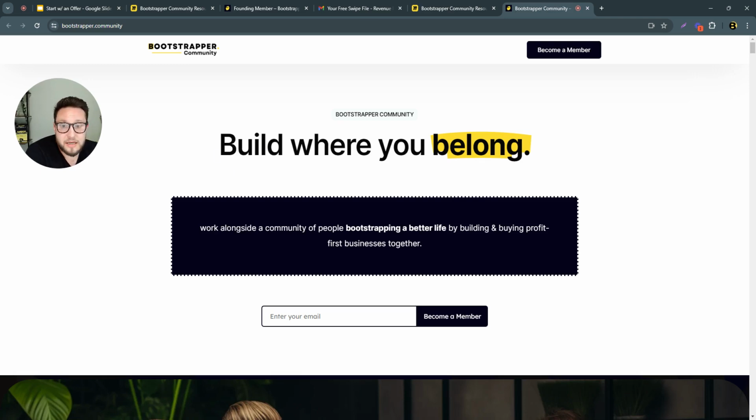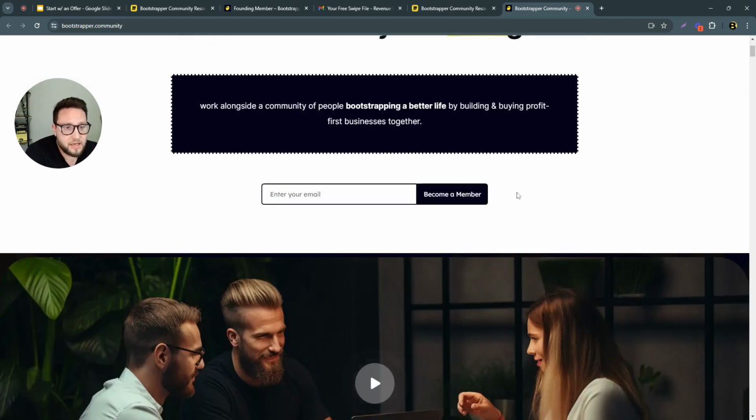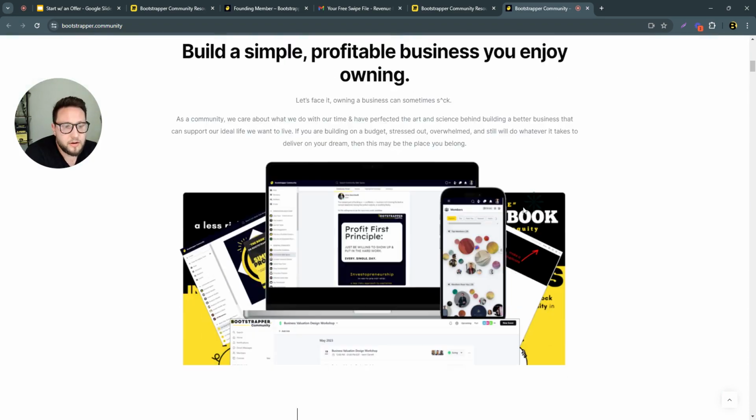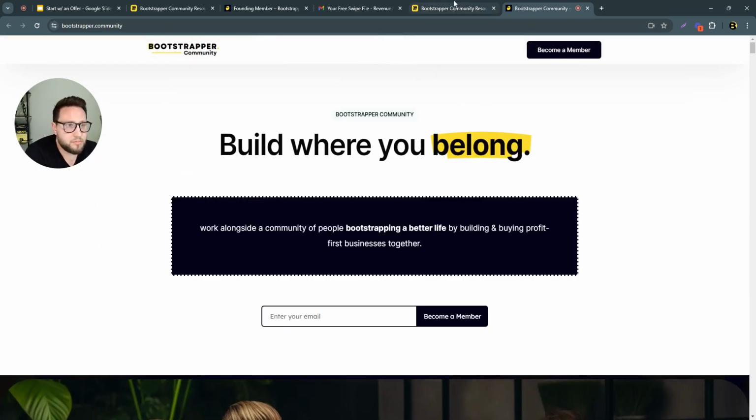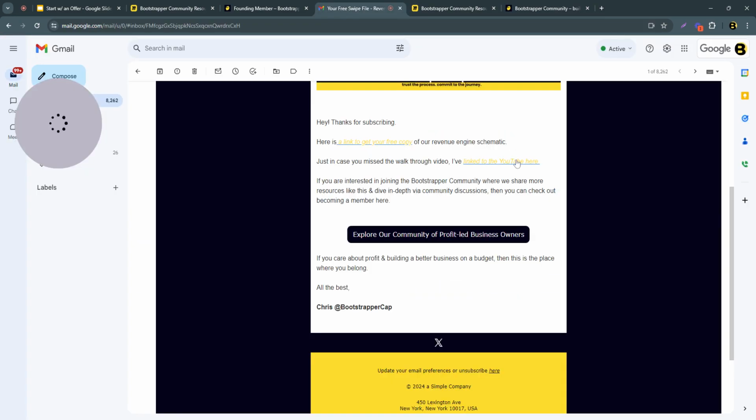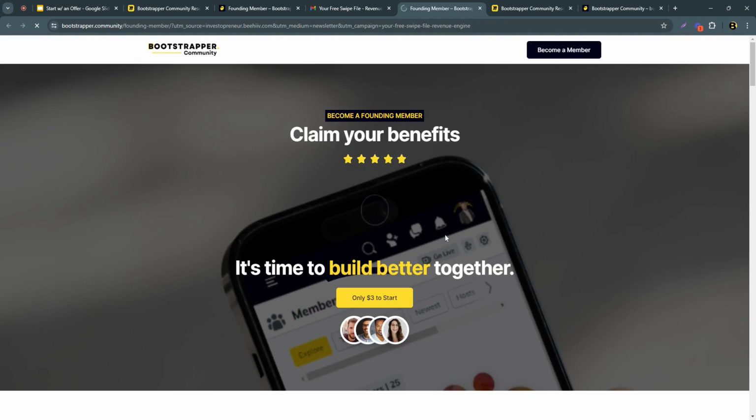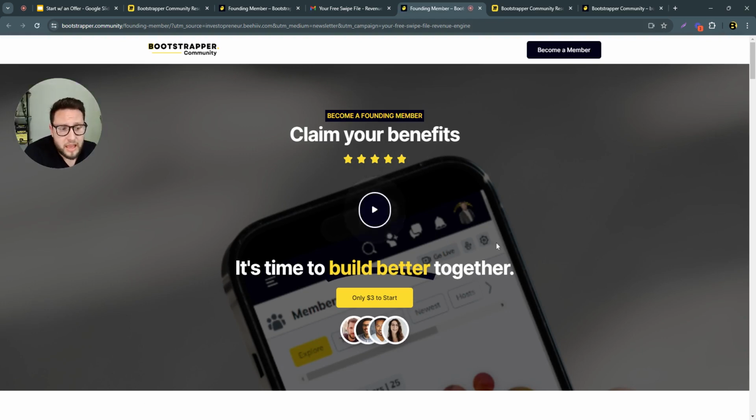And this gets you to the main homepage landing page, build where you belong, right? Which again, I'm not going to do a landing page breakdown. The second thing you get is a link to the YouTube. And the YouTube was the video that's also embedded in the landing page. And then the third call to action off of this email automation is to explore the community for profit-led businesses. And it gets you back to that founding member, which was the redirect.